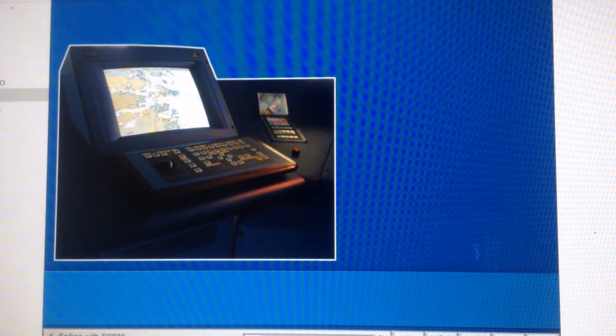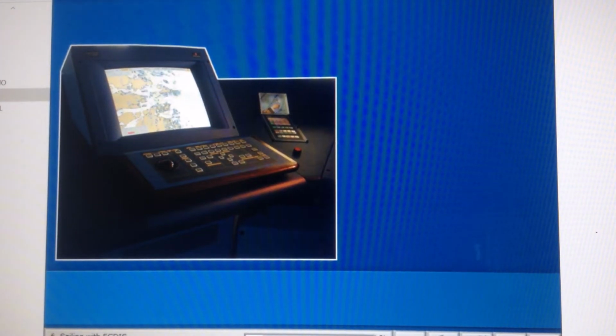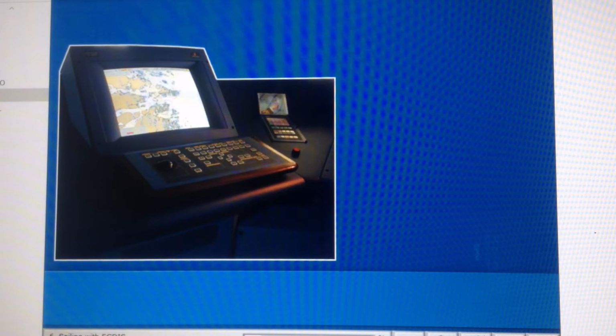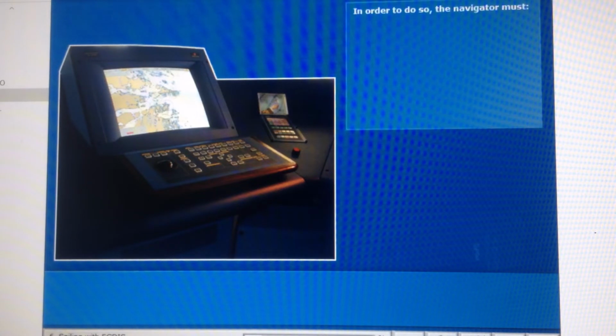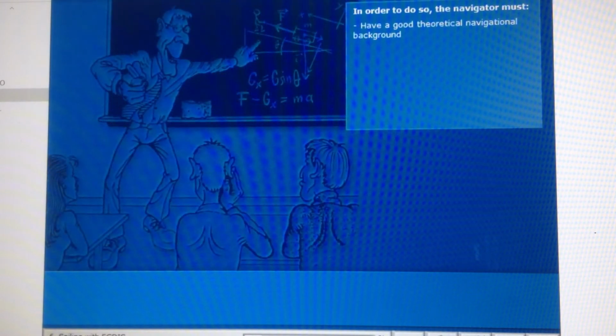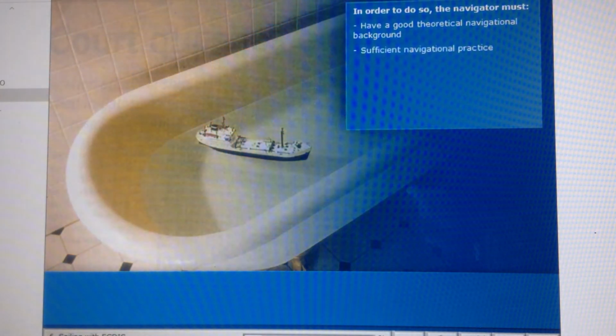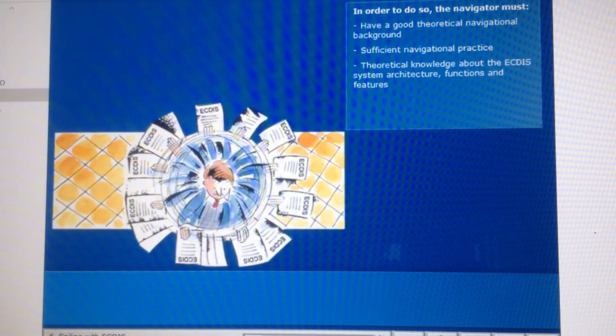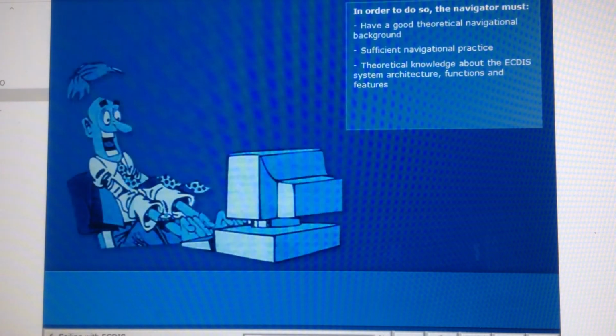The ECDIS system is only one of many complicated modern electronic navigation aids found on today's modern ship bridge, which a navigator is expected to handle in an efficient, safe and professional way. In order to do so, the navigator must have a good theoretical navigational background, sufficient navigational practice, theoretical knowledge about the ECDIS system architecture, functions and features, and practical experience in the use of ECDIS systems.